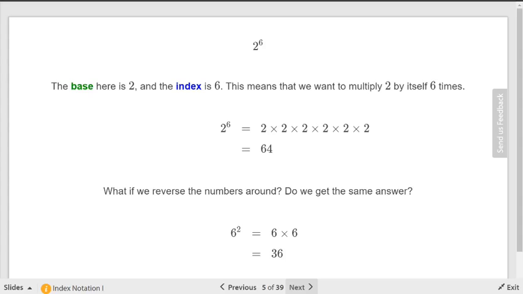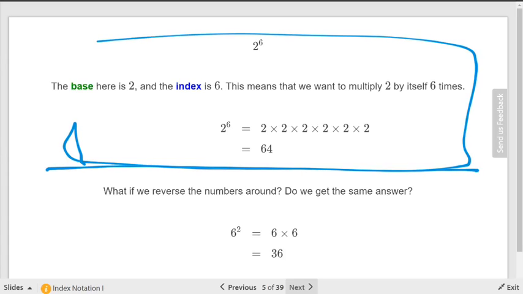Now, no. Just don't look at the bottom part. We're looking at the top part right now. So don't look at this. Don't look at this part right now. Look at this part up here. Don't worry about the bottom part right now.